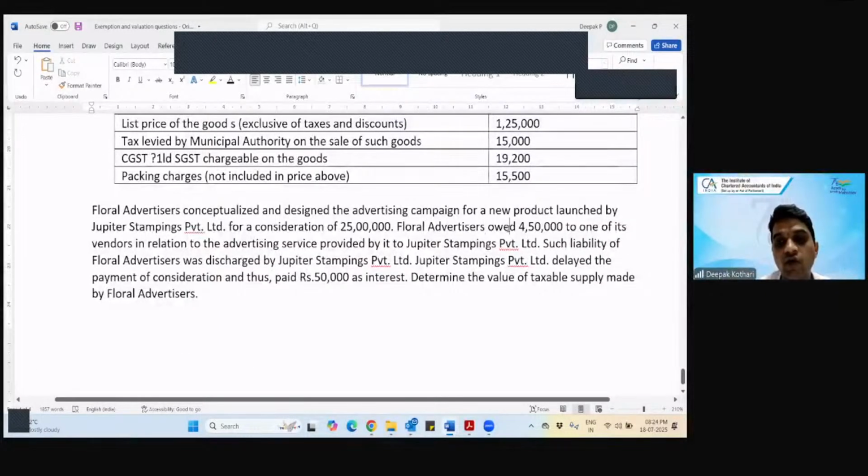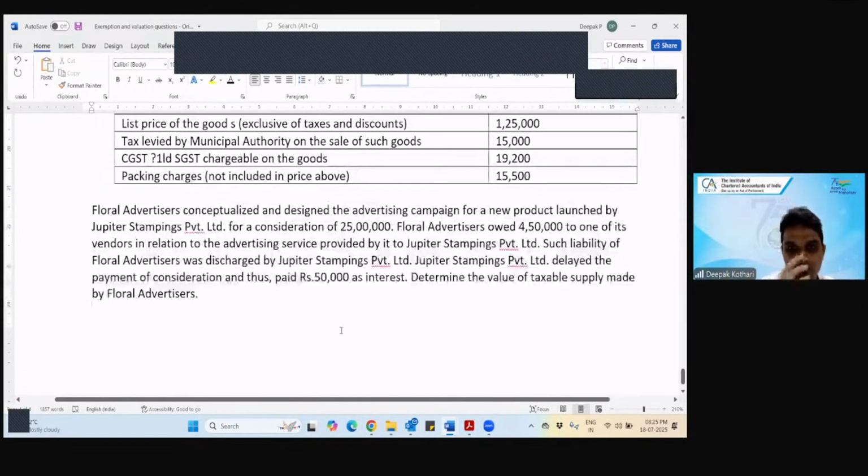Floral advertisers owed 4,500 to one of the vendors in relation to the advertisement services provided by Jupiter Stampings. Such liability of floral advertisers was discharged by Jupiter Stampings, and Jupiter Stampings delayed the payment of consideration and thus paid 50,000 rupees as interest. Determine the value of taxable supply.